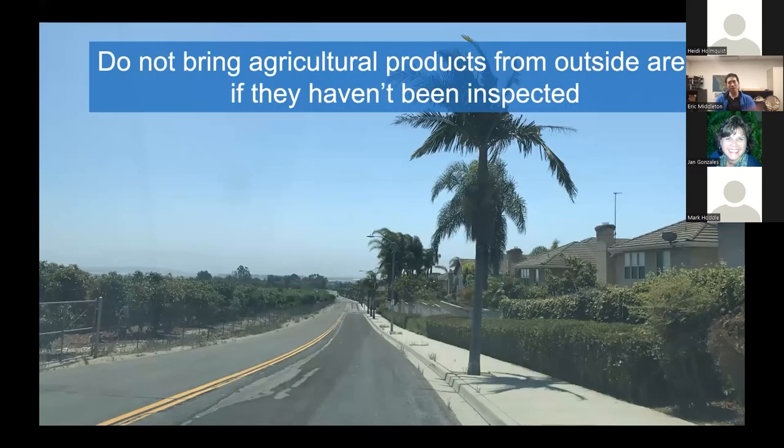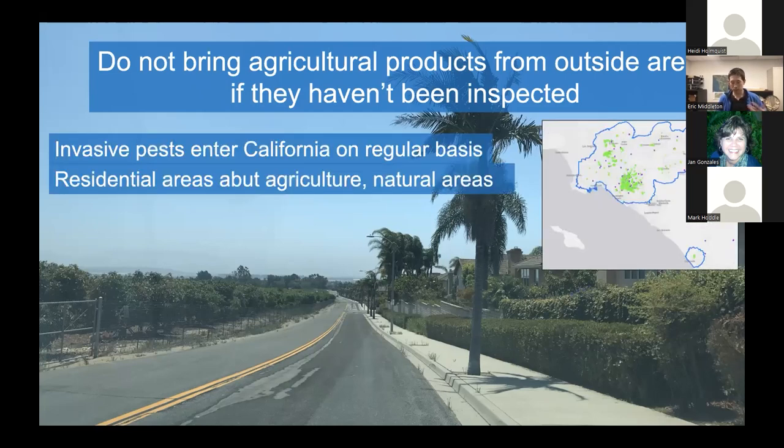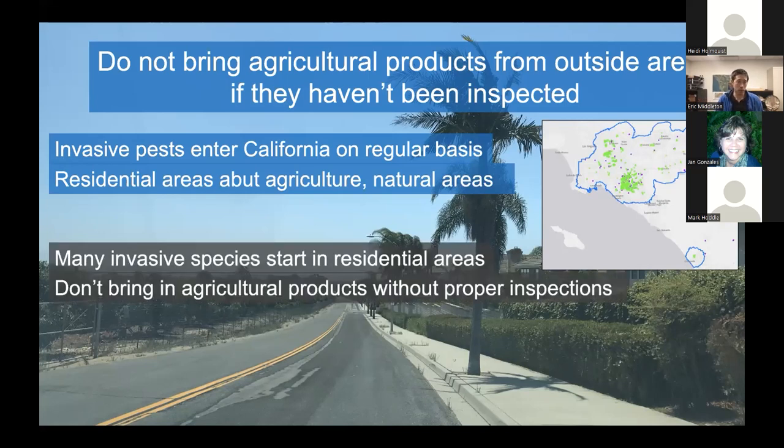This has been a theme from many of the different talks you've heard today: not bringing agricultural products or, say, firewood from areas into new places, especially if those things have not been inspected. That's how a lot of invasive pests like this spread around. That's been a theme in a number of talks previous to mine. Invasive pests enter California on a regular basis, and residential areas frequently abut agriculture, as you can see in this background picture. They'll abut natural areas. It means that if residents bring stuff in, it can really start to spread and become a very serious problem for many other people around them.